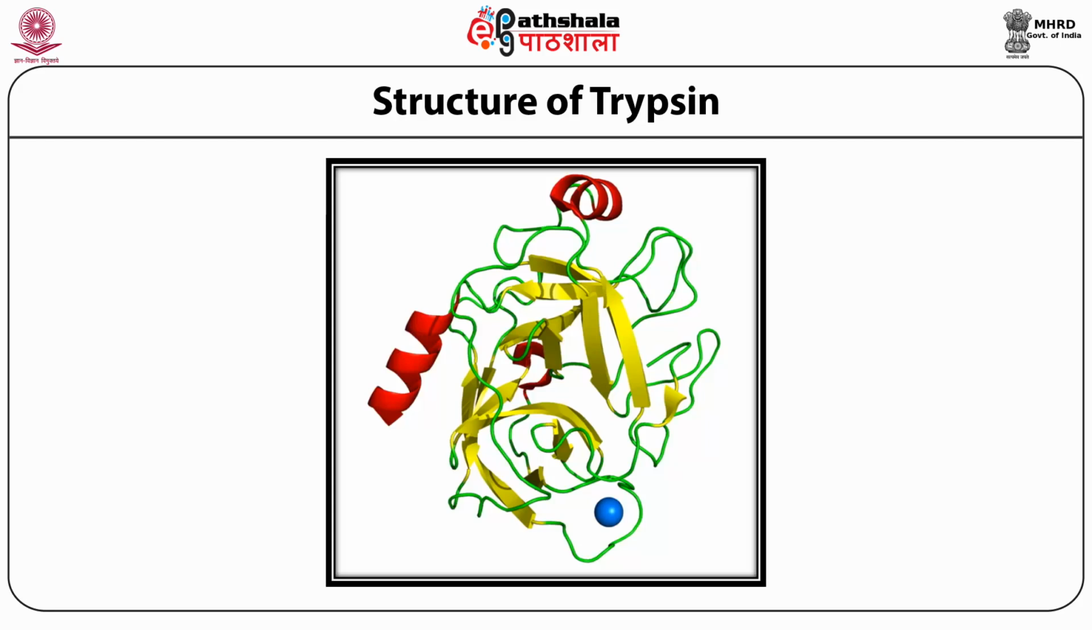There are only two small helices at the periphery, and most of the structure is beta sheets and several loops. You can see there is a small cleft in the center and there are several beta sheets and loops. In the next slide, I will show you the space fill model.